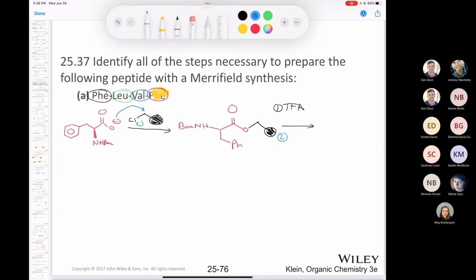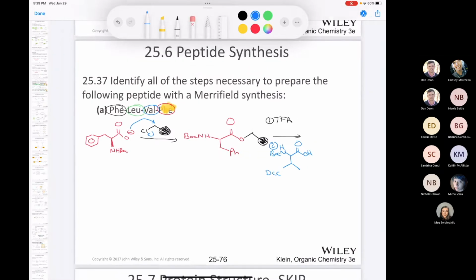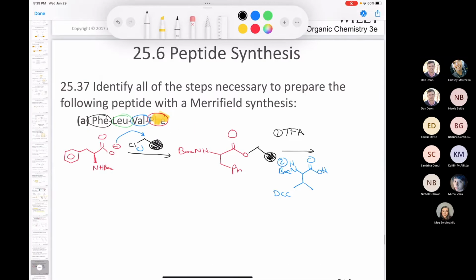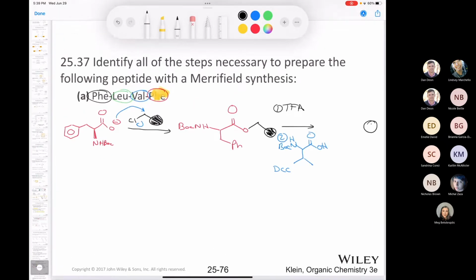Our valine, it doesn't matter, but I'm going to draw it like this. There we go. We have our isopropyl group. Put NH Boc like that. And we need our coupling agent now, so we'll put DCC. And just to make things a little bit faster and easier to understand, what I'm going to have is my polymer. Then I have my methylene. Then I'm going to have my phenylalanine, Phe. Then attached to that, I'm going to have my valine. And my valine still has a Boc group on it, so I'm going to put NH Boc on the end.